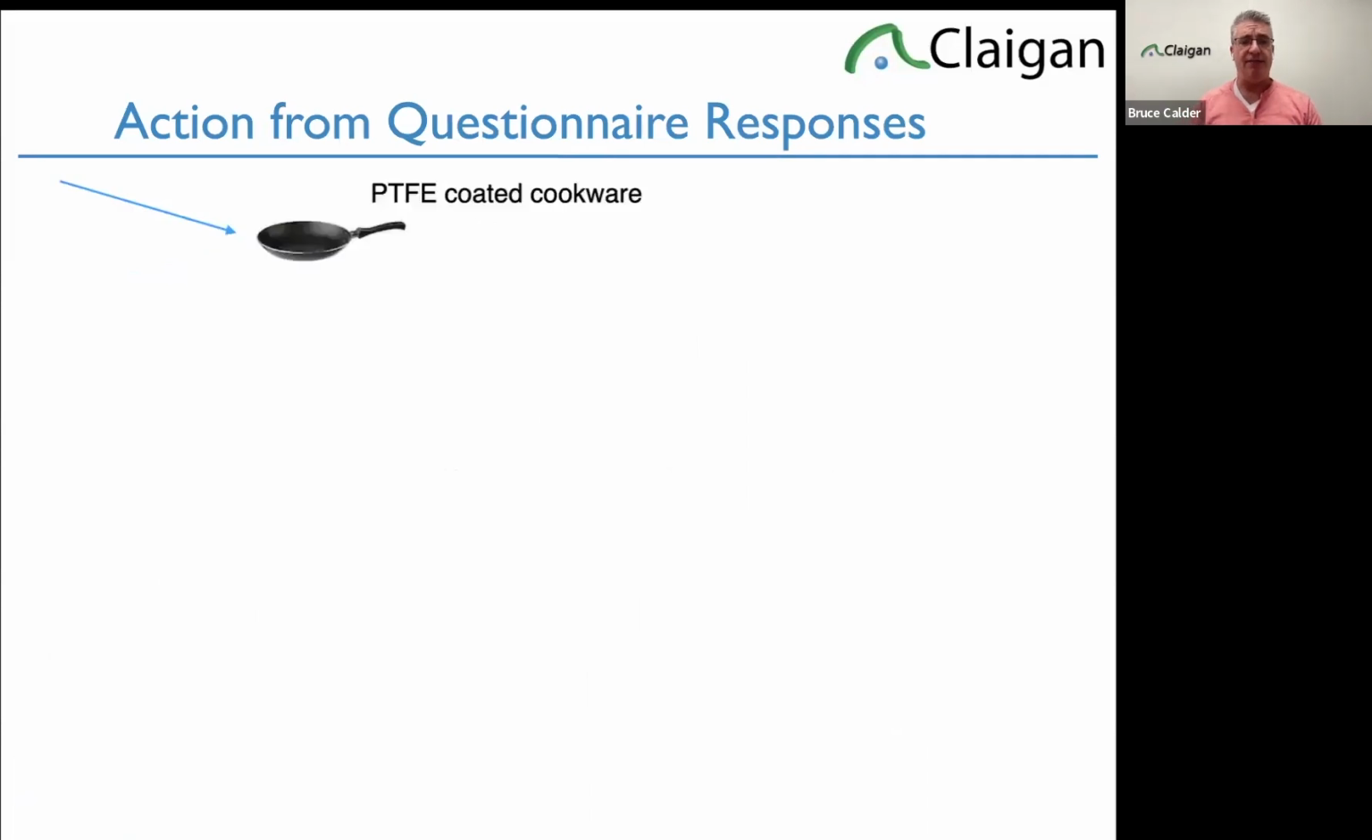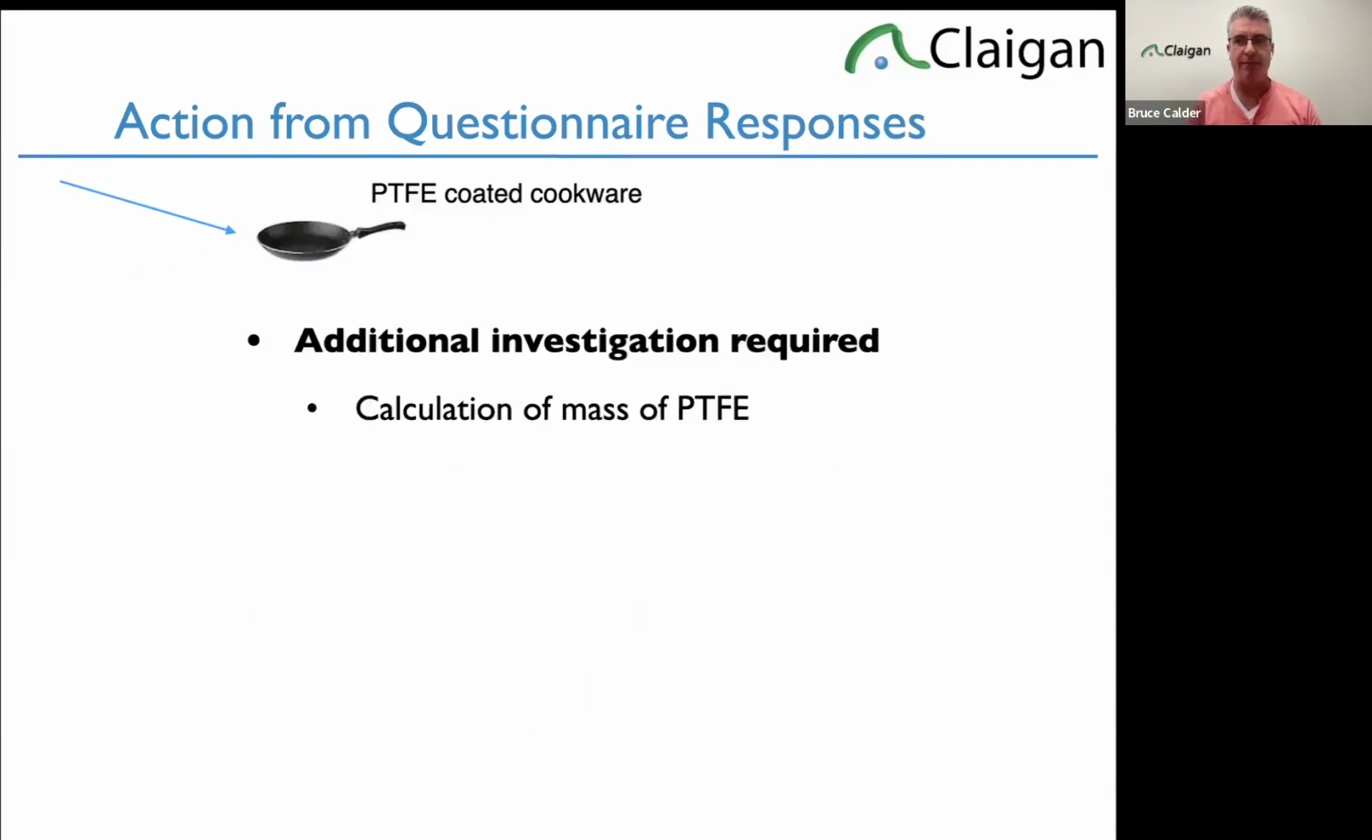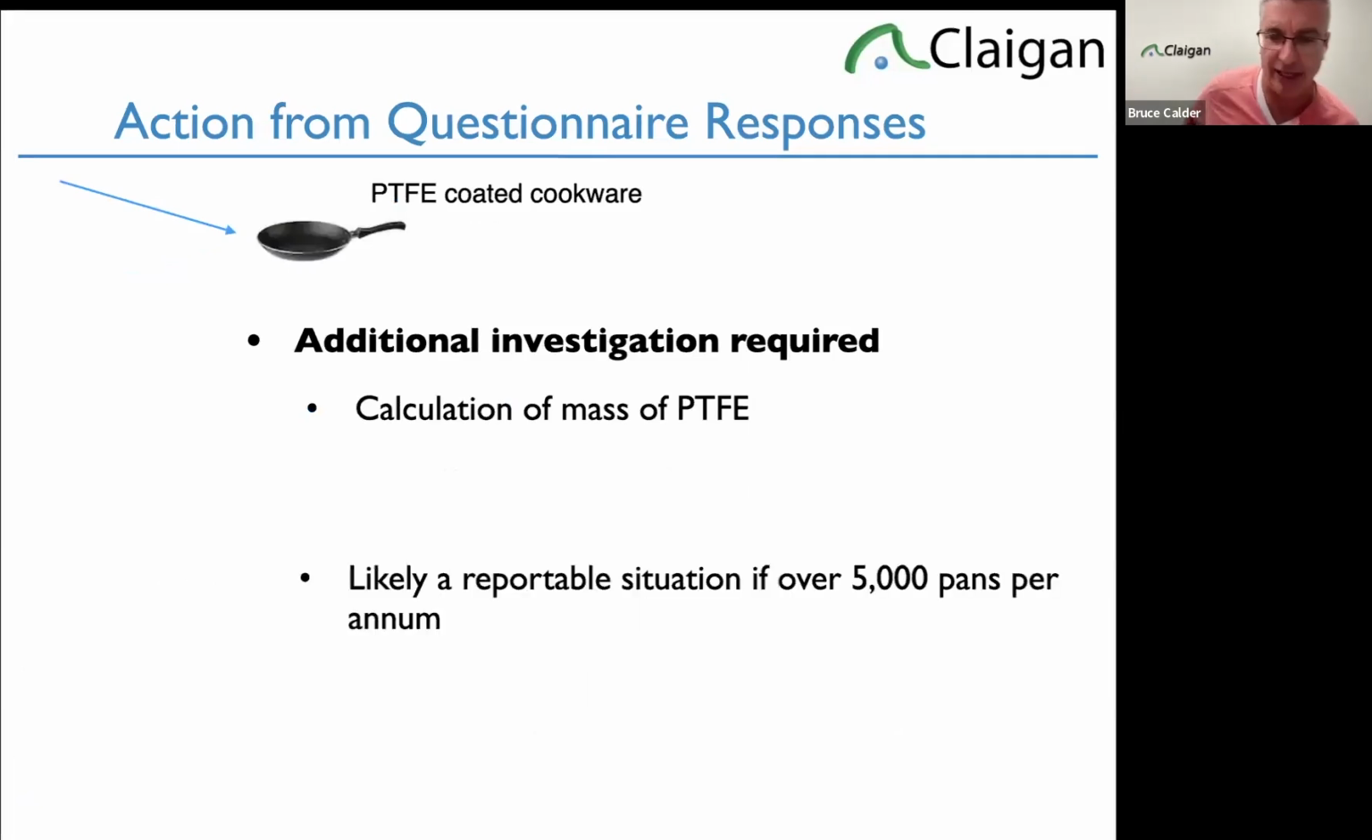Other ones, we still said that PTFE cookware. Awesome. Additional investigation required. Okay, so the work we do is we calculate the mass of PTFE. And as I said, it'd be 10 grams. So you need to sell 10,000. Well, let's assume it's a little heavier, or even over 5,000. Yes? Okay, there's something to be done. So they're likely reportable if they're over 5,000, definitely if they're over 10,000 pans. So we're going to say they have to report PTFE in food cookware in this.